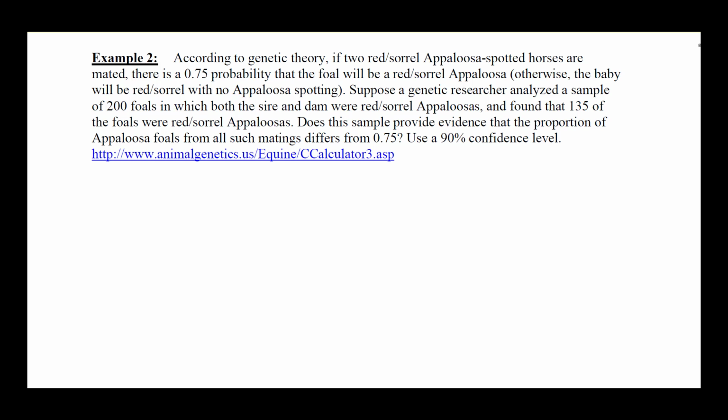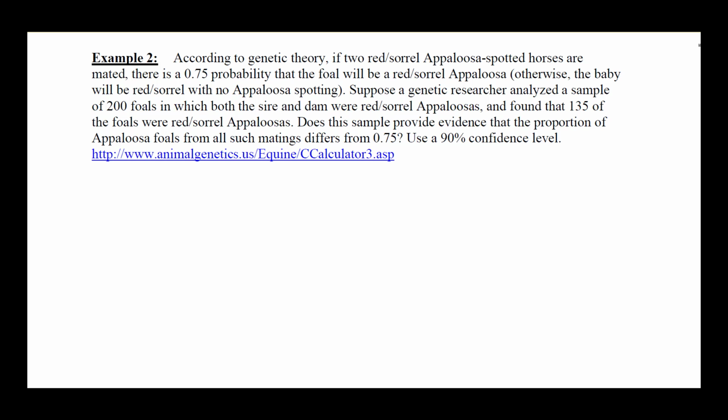Okay, let's consider another problem about proportions. According to equine genetic theory, if we take two red sorrel Appaloosa spotted horses, if you don't know what an Appaloosa spotted horse is, you should look it up because they're kind of neat looking. If we mate two such horses, there's a 0.75 probability that the foal will also be a red sorrel Appaloosa, and otherwise the baby won't be. It'll not have the spots.